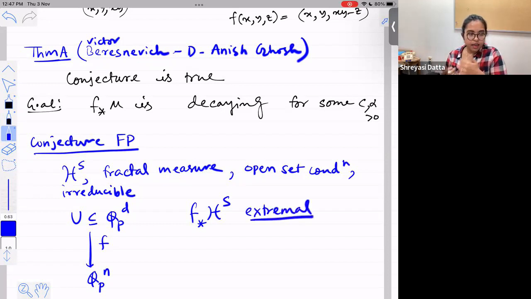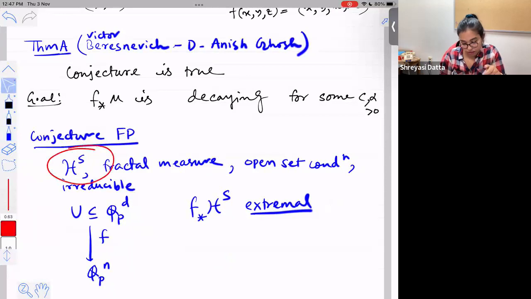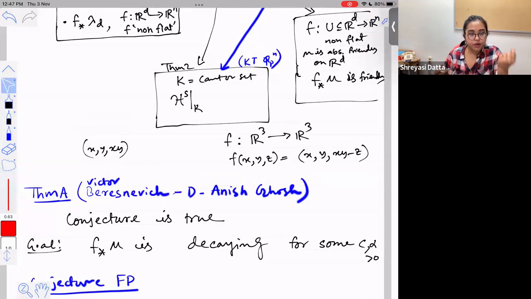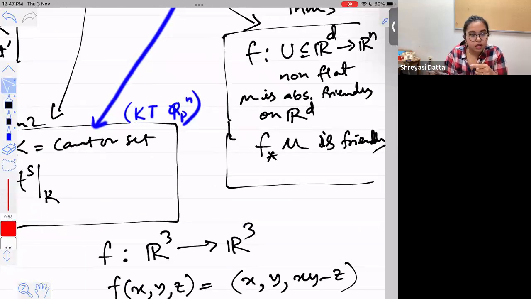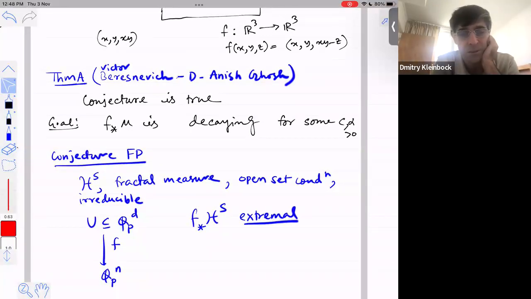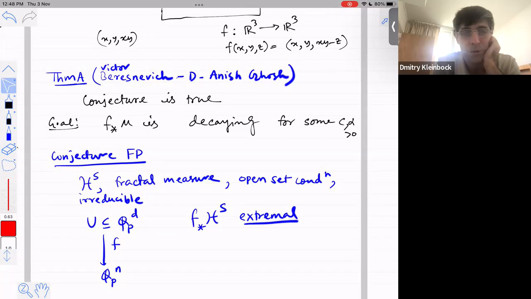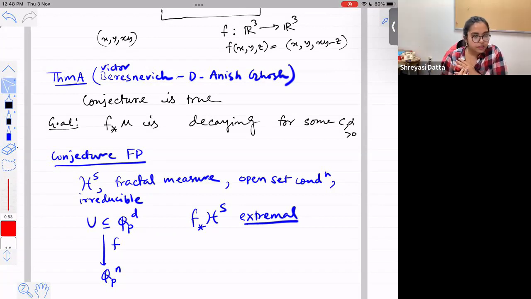Since you already proved that it's enough to show that it is friendly, we want to show that under this. Also, we know that these measures are absolutely friendly. So really, this conjecture is to show that if you start with an absolutely friendly measure and then push forward by nice functions, you get a friendly measure. The proof of absolute friendliness just follows the real case? No, we want to prove that f star of mu is friendly. That's the main point. Yes, but we already know that mu is absolutely friendly. Yeah, we already know that H^s is absolutely friendly.